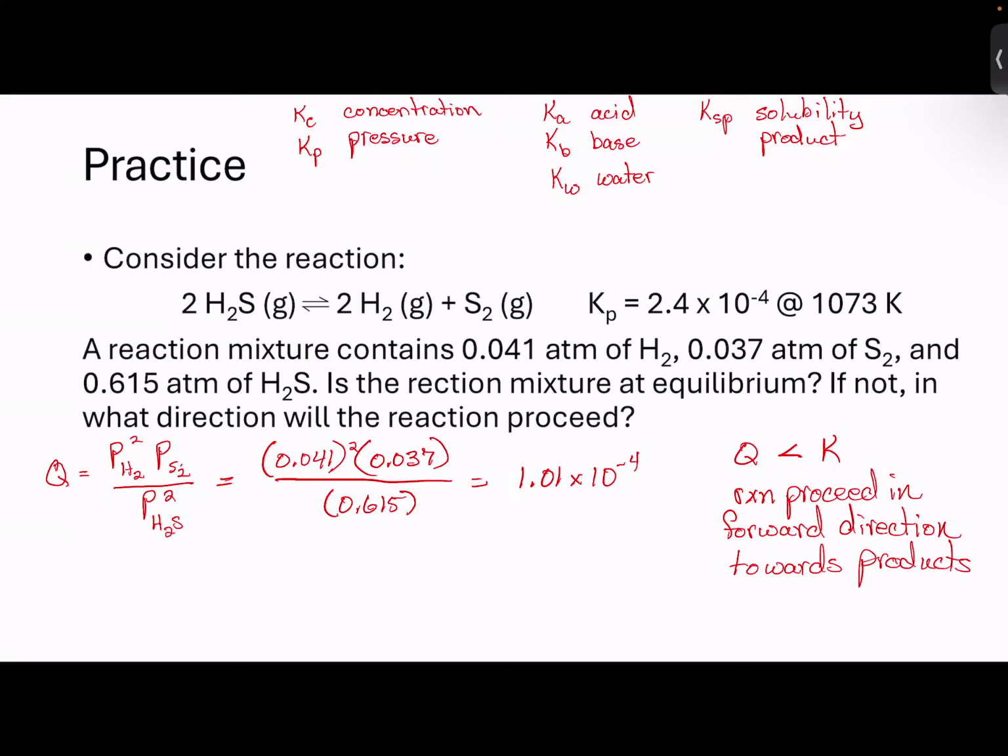Yes. I was supposed to square the bottom. Sorry, that's going to change everything. Thank you. 1.64 times 10 to the negative 4. It's still less than. Thank you. But yes, you were supposed to square the bottom. Thank you for catching that error.